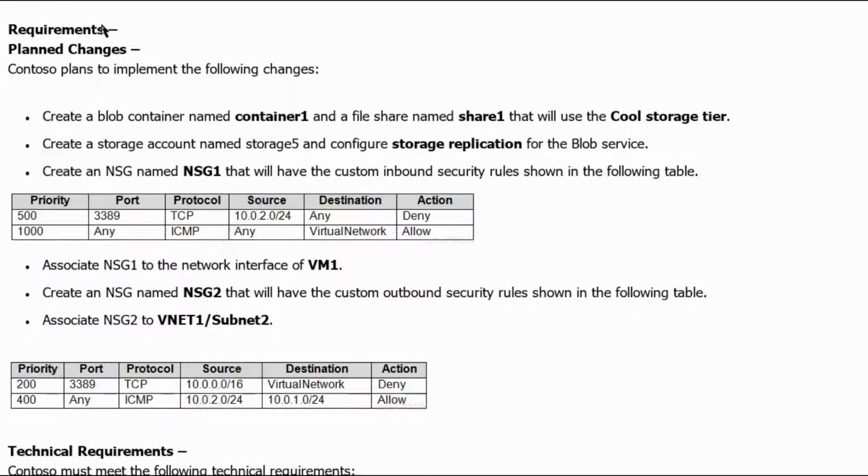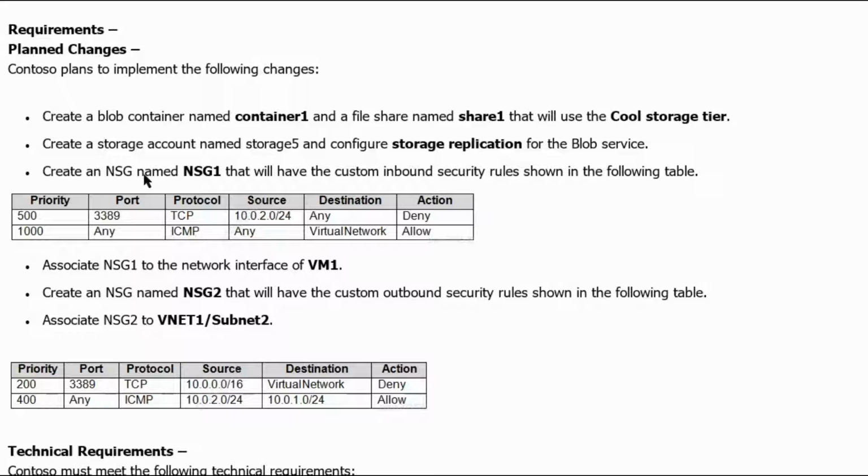Next section of the case study is requirements, plan changes. Contoso plans to implement the following changes. Create a blob container named container1 and a file share named share1 that will use the cool storage tier. Create a storage account named storage5 and configure storage replication for the blob service.